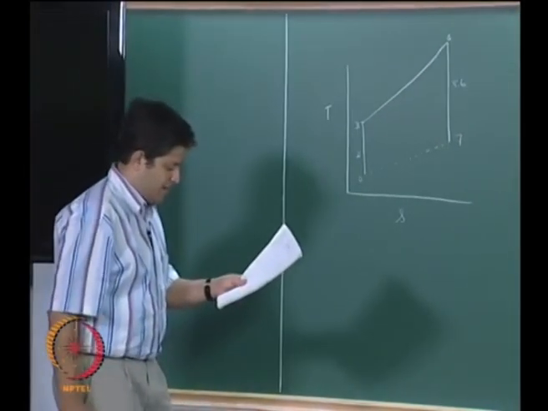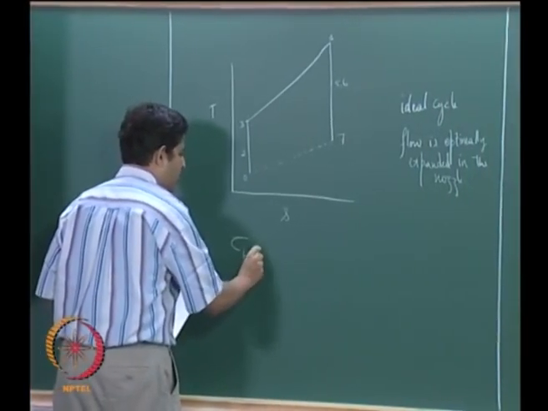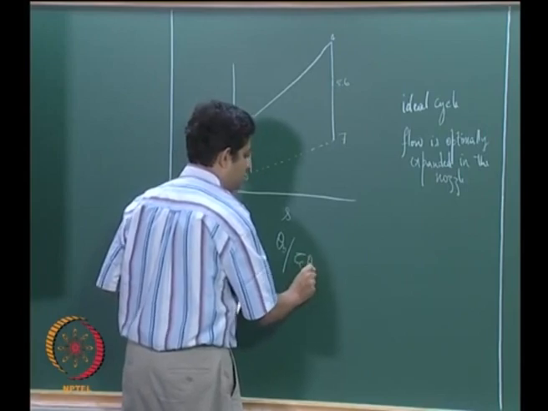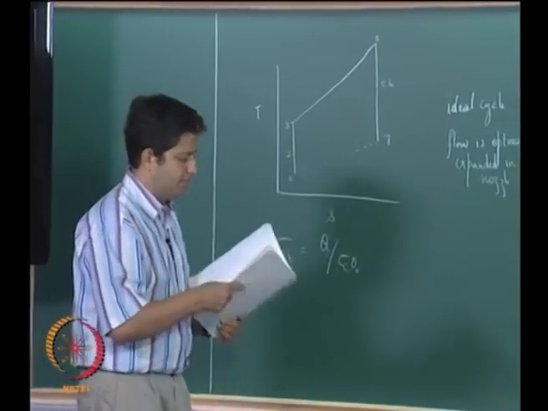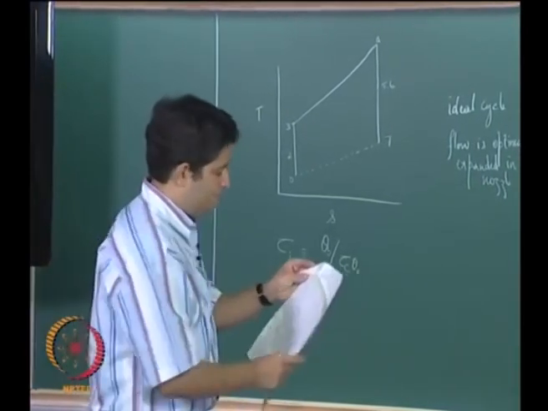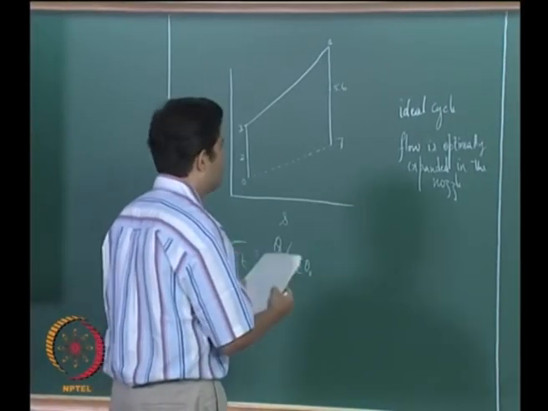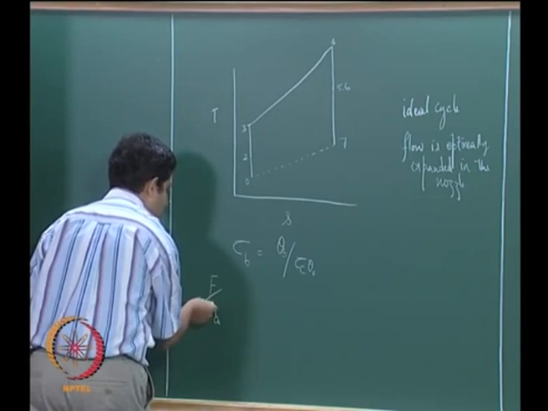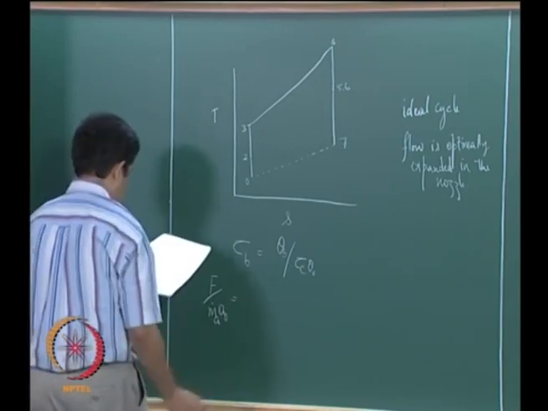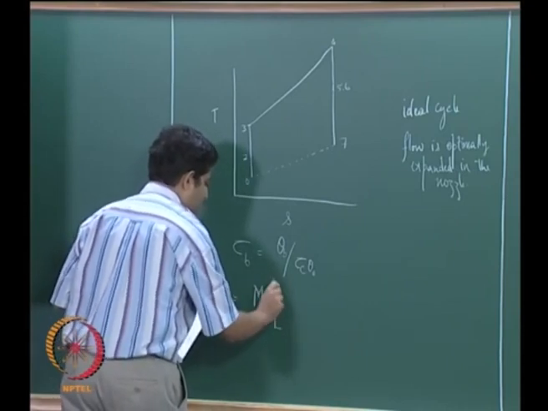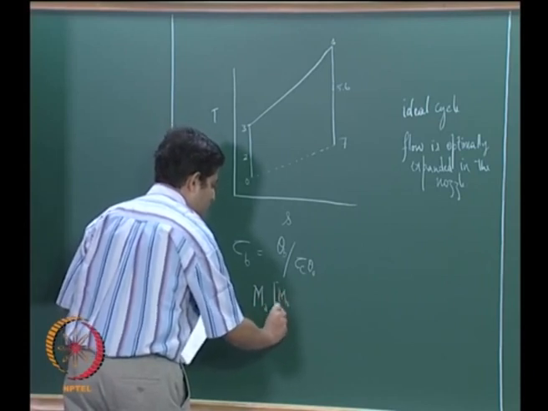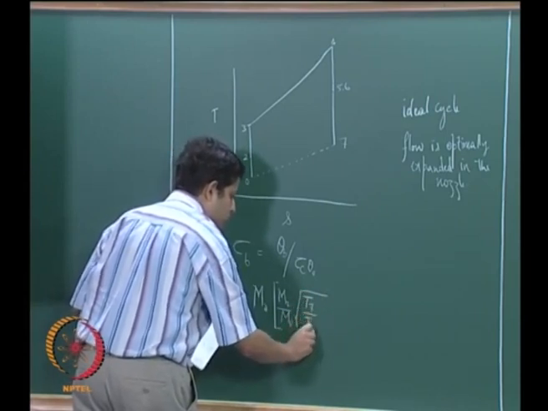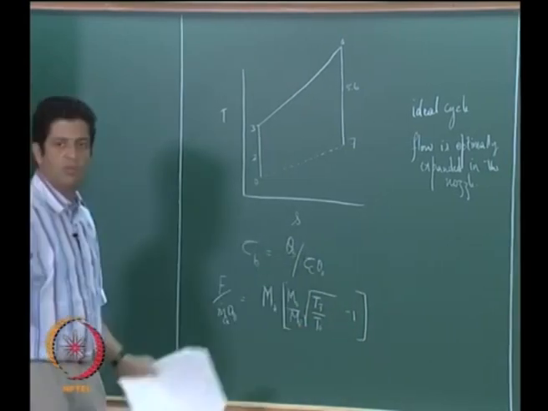Now we had derived certain things in the last class. We had derived that tau b is nothing but theta b by tau c theta naught. And we got this expression for F by m dot a naught. This was the expression that we had.